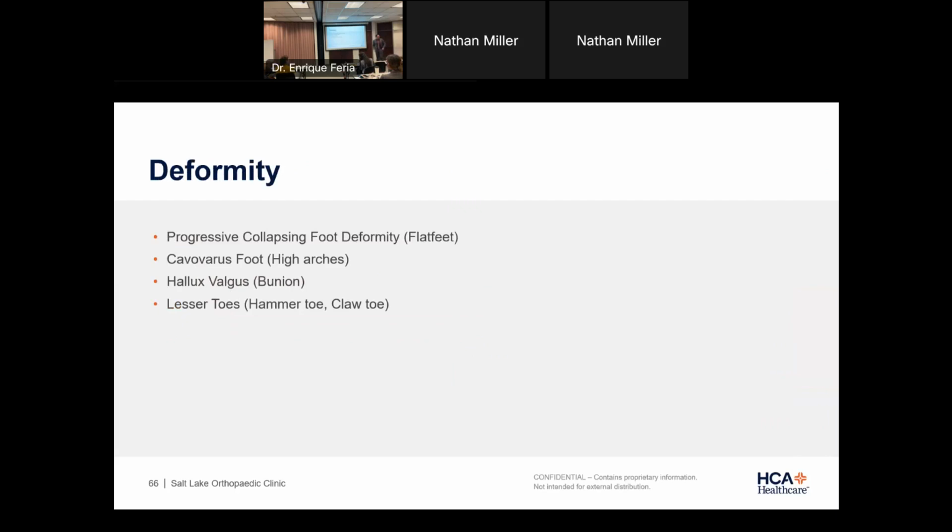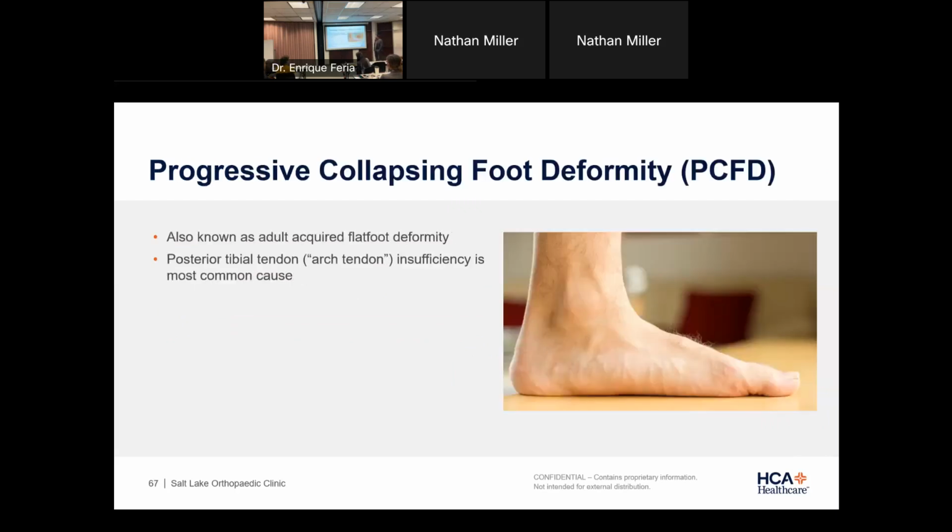Moving on to the last category, we're going to talk about deformity, and there's a few things I'll touch on here. Progressive collapsing foot deformity is essentially just flat feet. Some people inherently have flat feet, other people have high arches, and for whatever reason, some people can go their entire lives with flat feet and not have issues. Other times, patients start to develop pain over time, and this is just showing you clinically what that looks like.